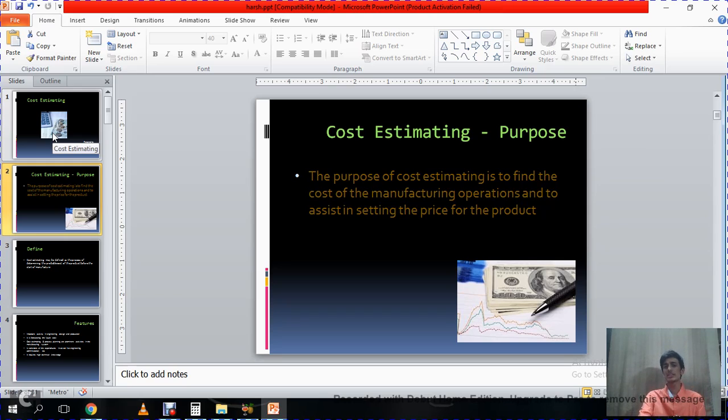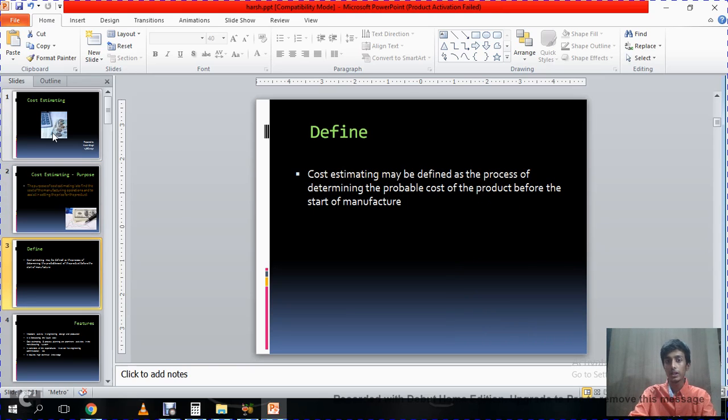So, what is the basic purpose of cost estimating? The purpose of cost estimating is to find the cost of the manufacturing operations and to assist in setting the price for the product. That is to get to the final cost of the whole project. Then there is the definition. We can define cost estimating as the process of determining the probable cost of the product before the start of manufacture. So in this, you get the cost before you start a project.